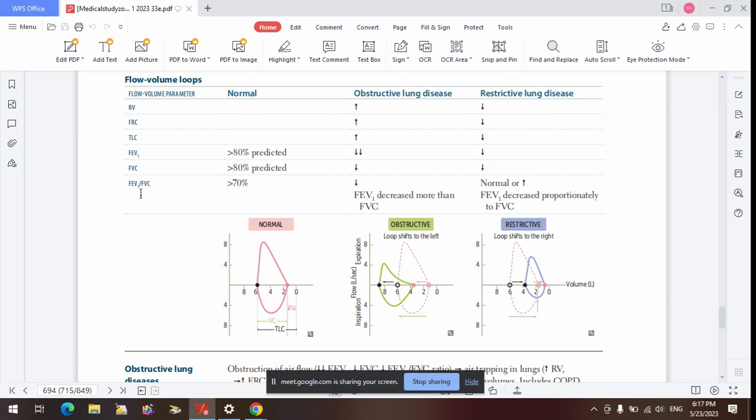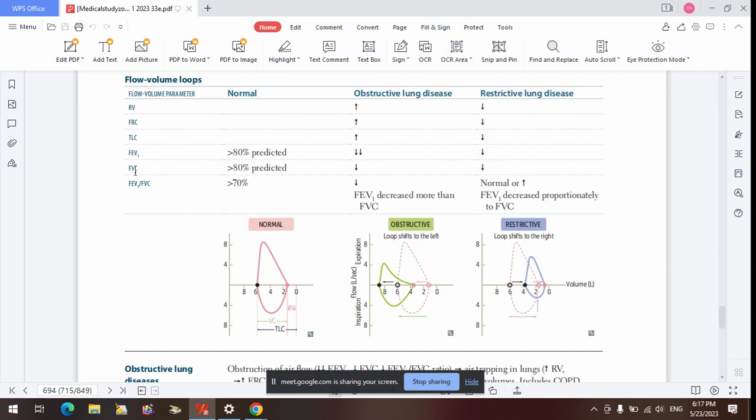Now, we also have to pay attention to the individual values. If you don't want to classify them as a ratio, you are not taking the ratio. So if you take them independently, that is the value of the FEV1 that you get. Normally, it should be more than 80% predicted. In individuals with obstructive lung disease, it is less than 80%. And it is very, very reduced.